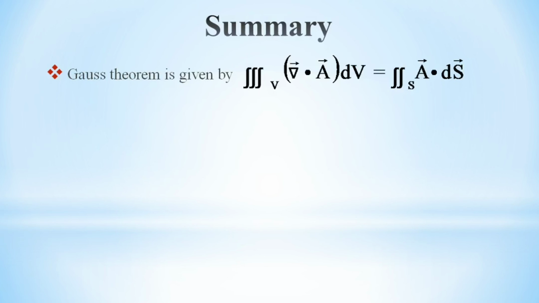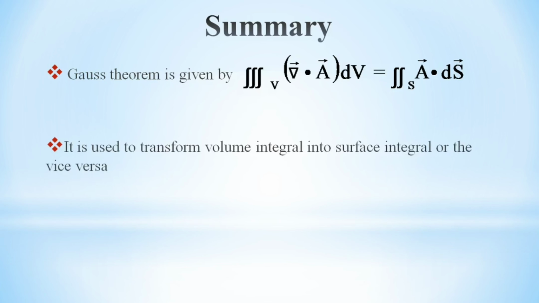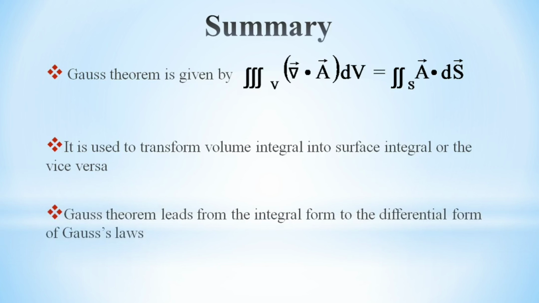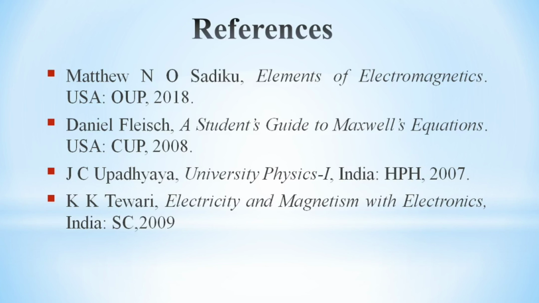Let us summarize what we have learnt in this lecture. Gauss theorem is given by triple integral over V divergence of A into dV is equal to double integral over surface S A dot ds. It is used to transform volume integral into surface integral or the surface integral into volume integral. Gauss theorem leads from the integral form to the differential form of Gauss law in electrostatics as well as Gauss law in magnetostatics. These are some of the references.